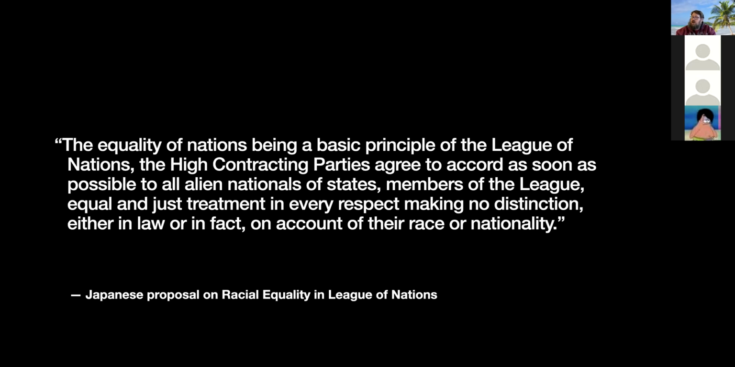The British did not want this because it would have made them treat their colonial possessions the same as they treated Englishmen. And that was really not okay with the British. How about the Americans? Do you think the Americans were okay with this?